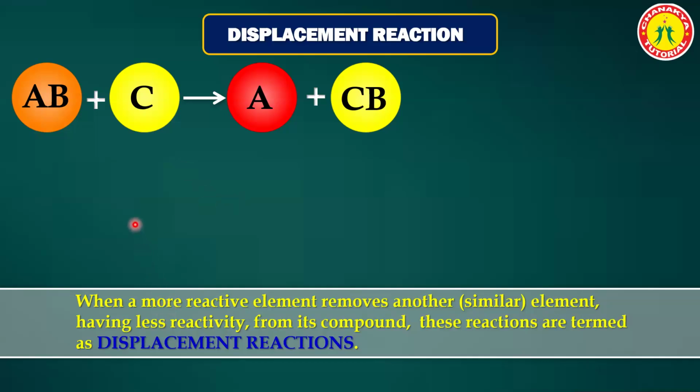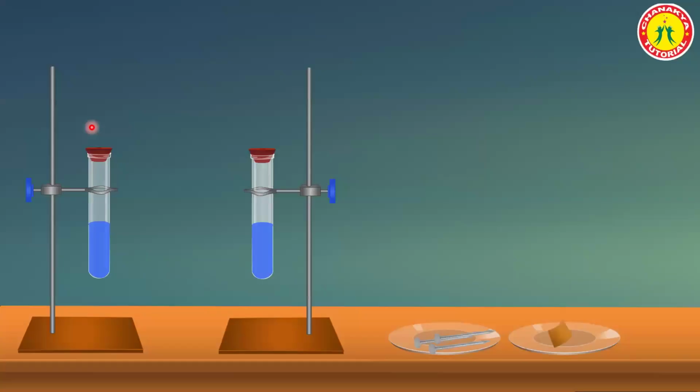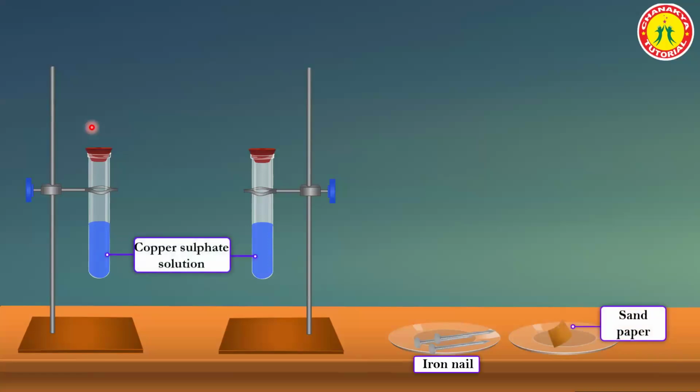So a reaction where a more reactive element removes another element having less reactivity from its compound. That is, C removed A from the AB compound and combined with B. So these reactions are termed as displacement reactions. So we'll see these examples.